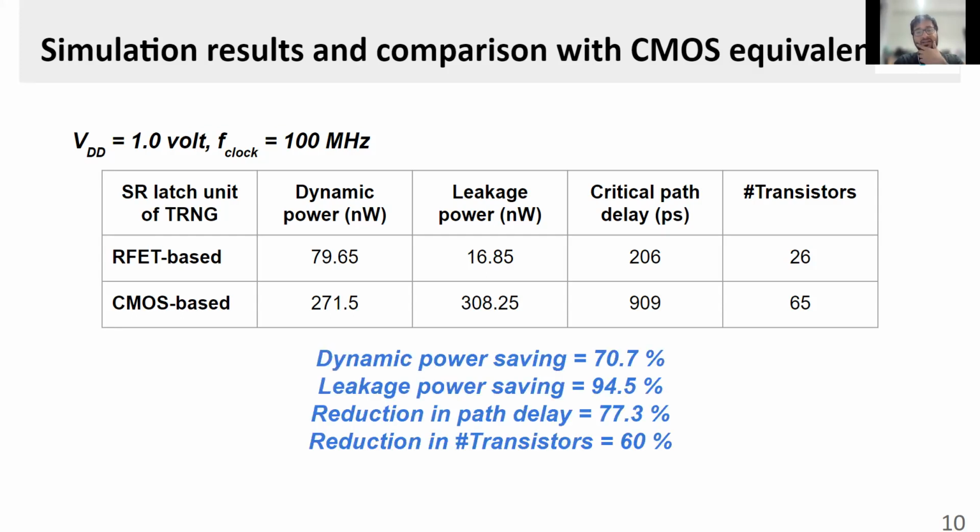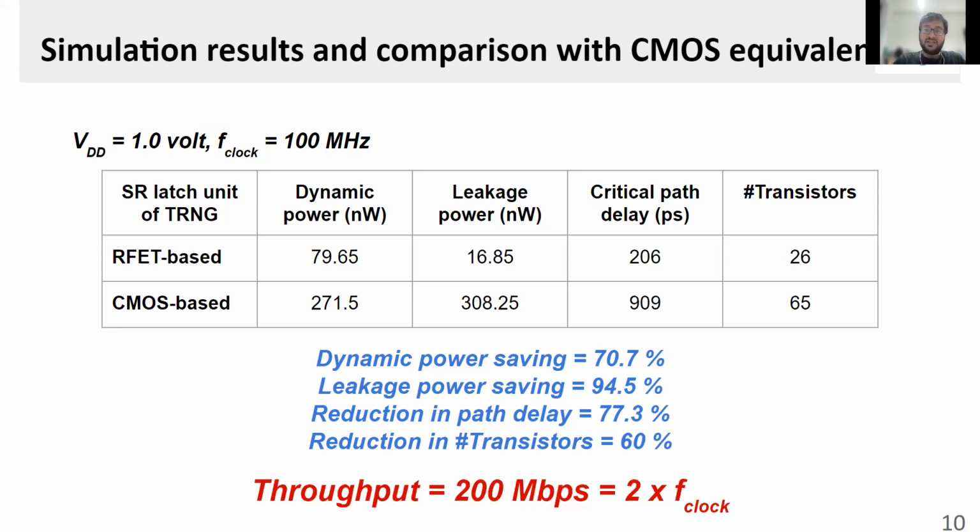In comparison to CMOS, we can see that the RFET-based design gives good savings, and it is a superior design because it leads to a dynamic power saving of 70%, leakage power saving of 94%, reduction in path delay of 77.3%, and reduction in the number of transistors by 60%. We assume that these results are applicable when we have proper LEF and Liberty files for RFETs, and this can actually be realized for RFET-based designs. Additionally, apart from these savings, we are also getting a throughput increment of double the clock frequency: a throughput of 200 megabits per second, whereas the clock frequency is 100 megahertz.